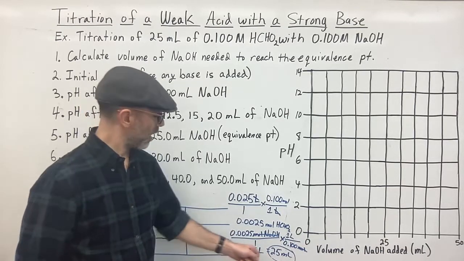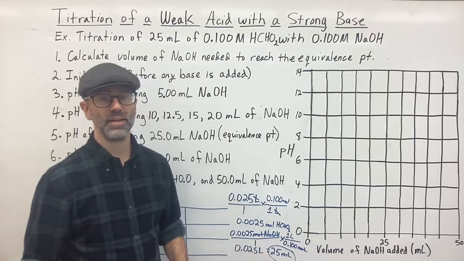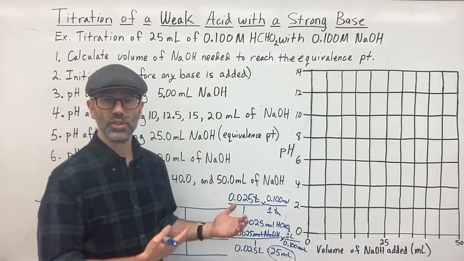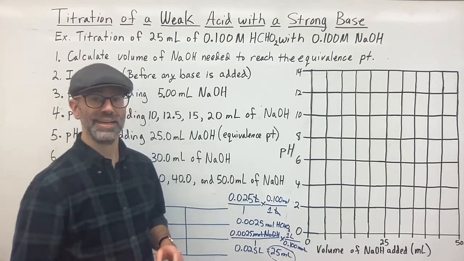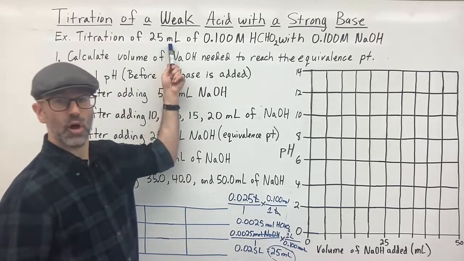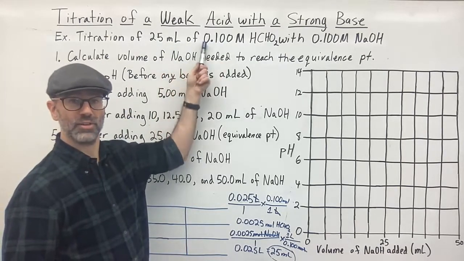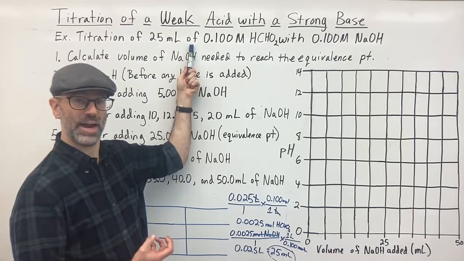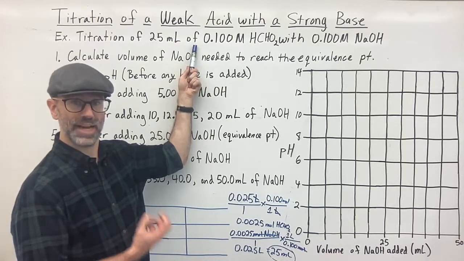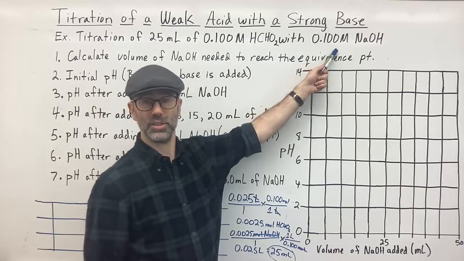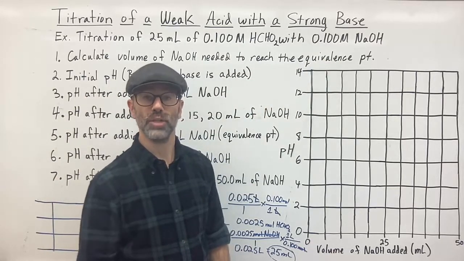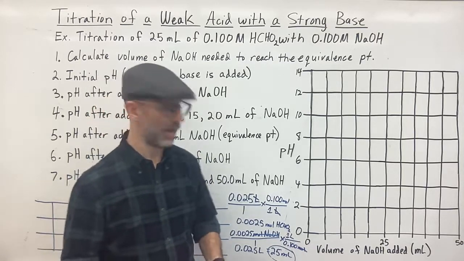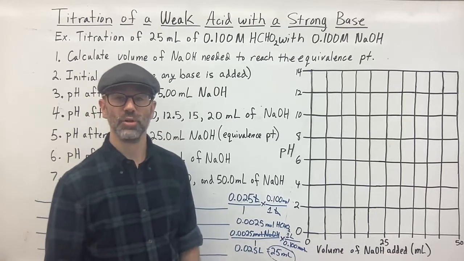So the amount of volume you need does not depend on whether it's a weak acid or a strong acid. What it depends on is the volume and molarity of the acid, which will get you the number of moles. So it depends on the amount of acid you have, the number of moles of acid you have to titrate, and the concentration of the base you're using to titrate the acid. Those are the only two things that are going to affect the amount of volume you need. So keep that in mind.